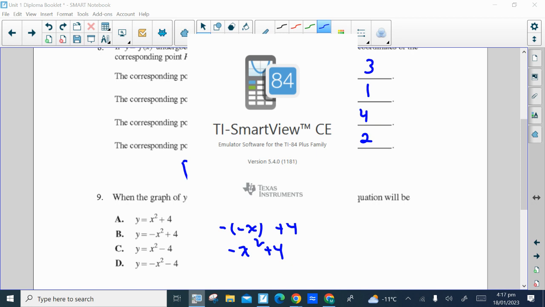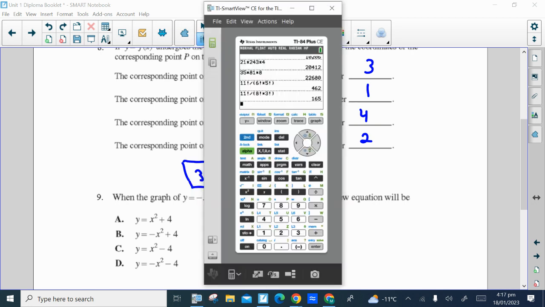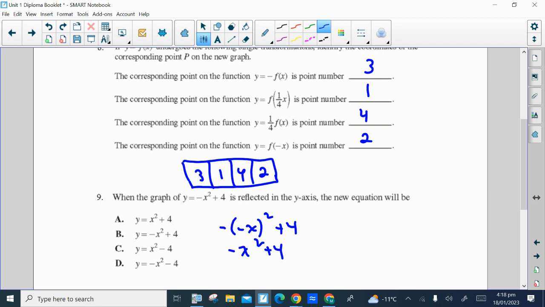So just wait for this calculator to wake up, and I'll show you what I mean. There we go. So negative x squared plus 4. The axis of symmetry is the y-axis. So when you reflect it over the y-axis, the graph will be identical. So the equations are the same.